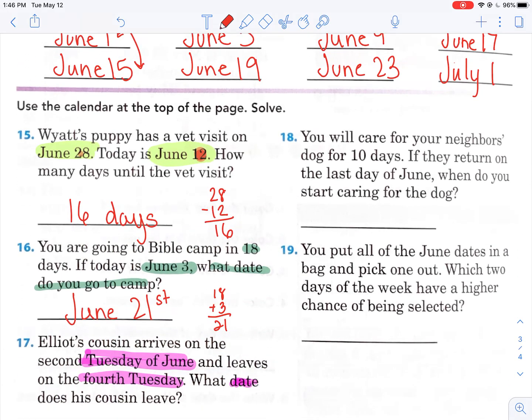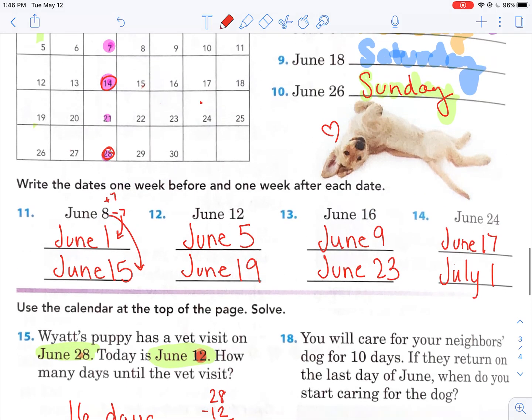And the question is, what date does his cousin leave? What date does his cousin leave? Well, we know the answer is June 28th. Now, what if they said, boys and girls, how long is he staying? That would have been a totally different question, and the answer would have been 1 week, 2 weeks. That's not what they ask.